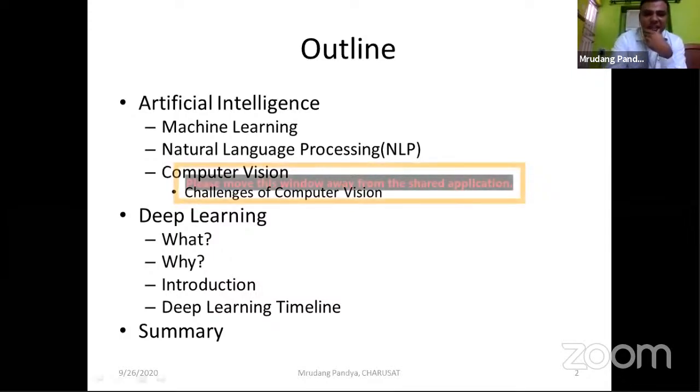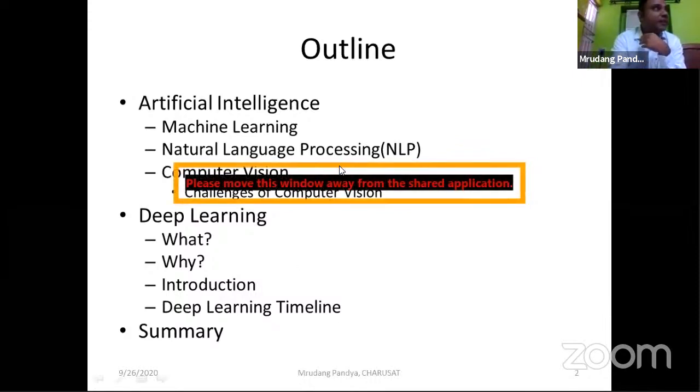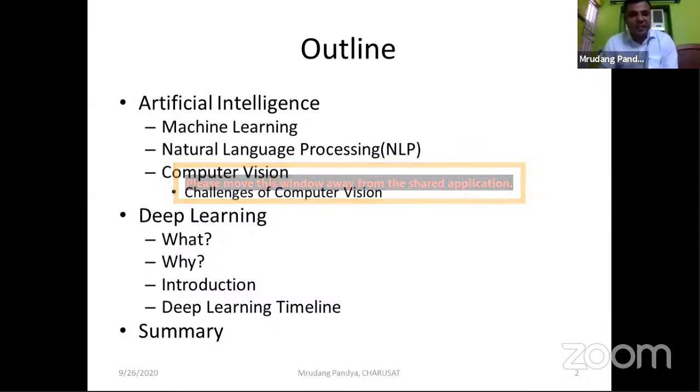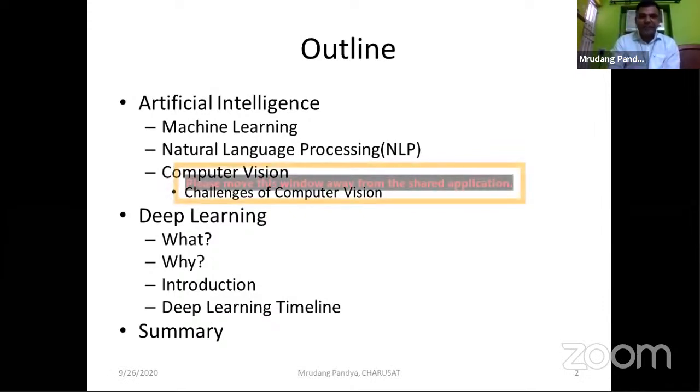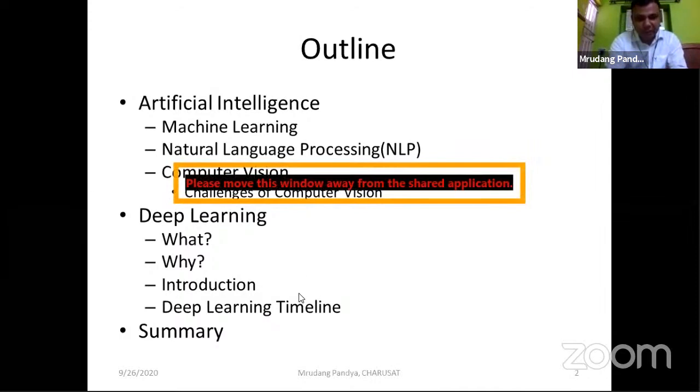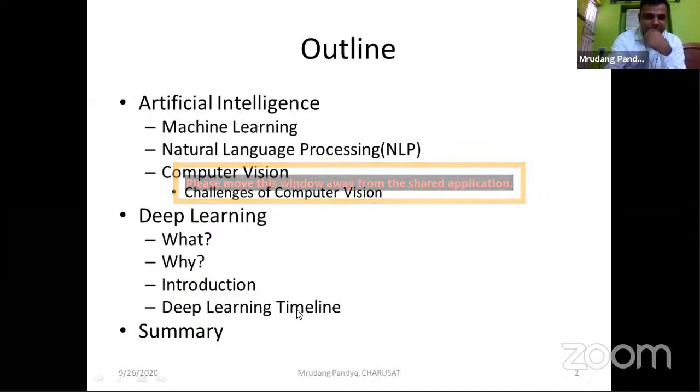First of all, this is the outline of today's session. First, we will understand the artificial intelligence definitions. Then we will move towards machine learning and some applications of natural language processing, computer vision, and their challenges. After that, to solve those challenges, we have a deep learning section: what is deep learning, why deep learning, an introduction, and we will see a deep learning timeline also. This is all about today's outline.